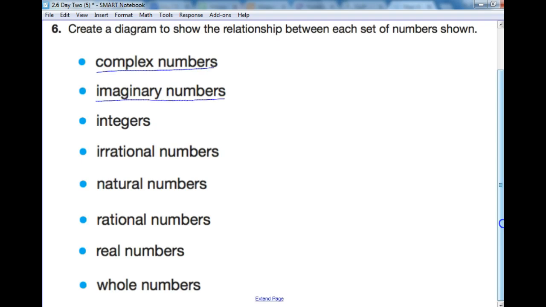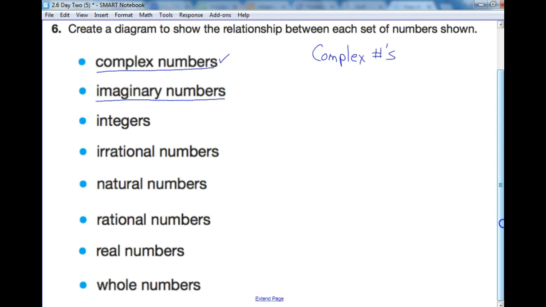Imaginary numbers, very briefly now. You've talked about integers since elementary school, irrational numbers since probably about 6th or 7th grade, natural numbers in elementary, rational numbers since the day you started math, kind of. Real numbers, same thing. Whole numbers, same thing. So we're going to create a hierarchy chart, and on the top we are now going to be looking at complex numbers. I checked off my complex numbers.